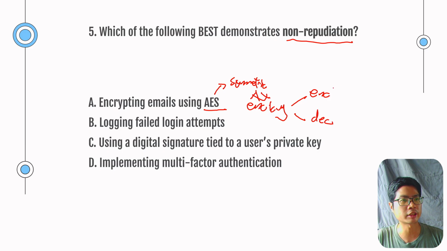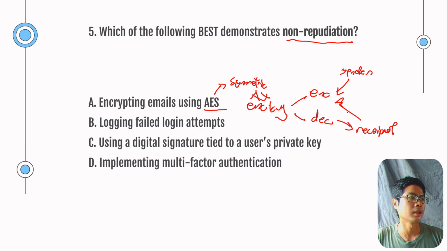You can imagine, for example, if the sender encrypted it with the same key, and the recipient uses the same key to decrypt it, there's nothing stopping the recipient from using that key to encrypt it. So the sender can argue that he didn't send it, it's the recipient who encrypted it, so this is definitely out. AES or symmetric keys cannot provide non-repudiation. Logging failed login attempts, this is more of accounting.